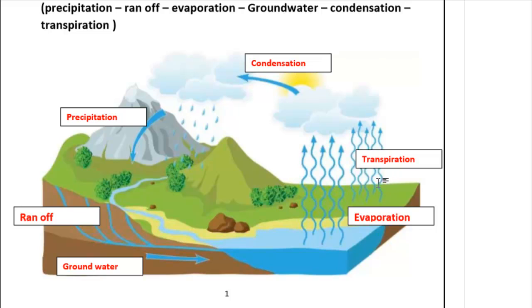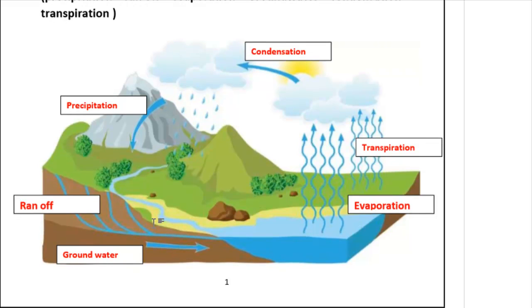And the evaporation of water from the plants, this is called transpiration. After that, when the water vapor changes to clouds, this is called condensation. And when the clouds drop the water from the air, this is called precipitation. And when the water moves through land to the ocean again, this is called runoff. And when the water moves underground, this is called groundwater.